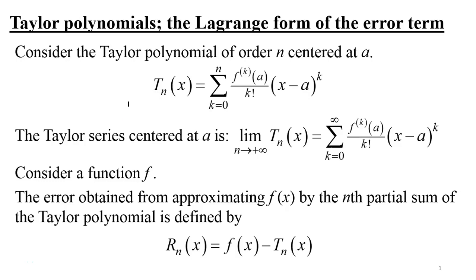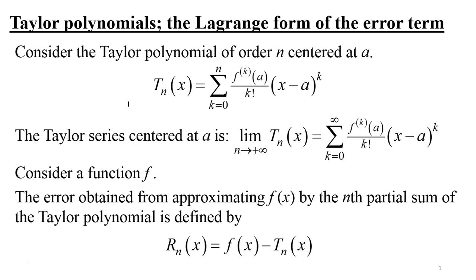Okay, well, in this lesson, we're going to be discussing the error term, or the remainder of the Taylor polynomial of order n, which is the error obtained by approximating a function by a Taylor polynomial.